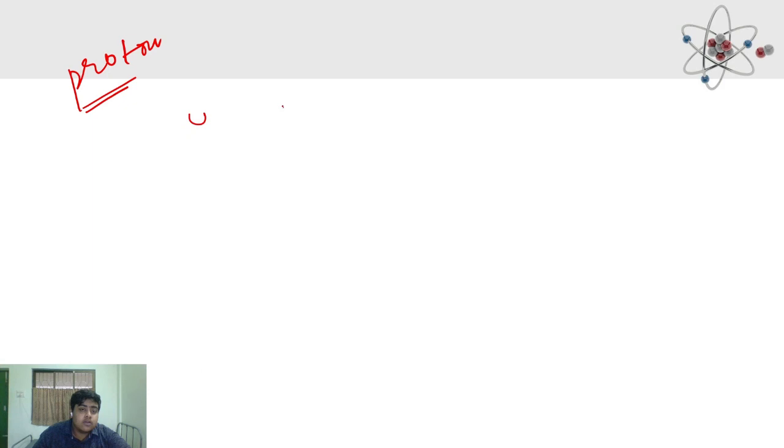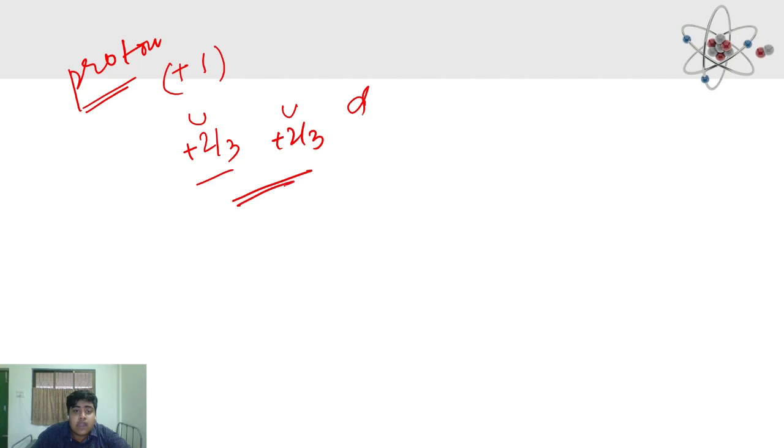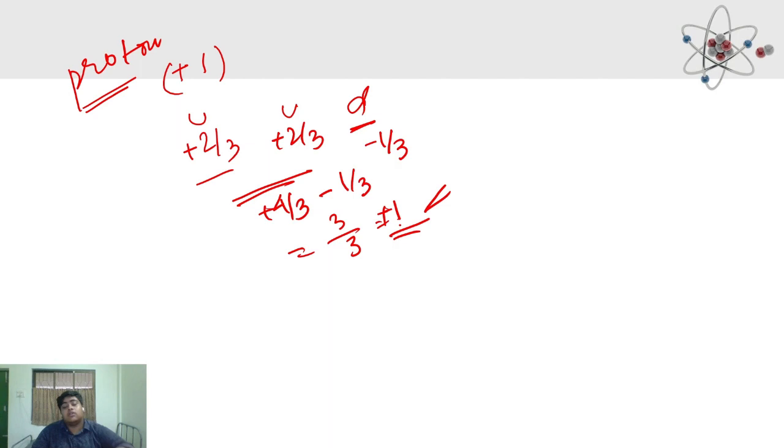Up, up, and down. Now the overall charge of a proton is plus 1. The charge of this up quark is plus 2 by 3, and this up quark is plus 2 by 3. So if we add this, it becomes plus 4 by 3. Whereas the charge of the down quark is negative 1 by 3. So if we subtract 1 by 3, we get 3 by 3, which is equal to 1, which is plus 1. So this matches the charge of a proton, right?